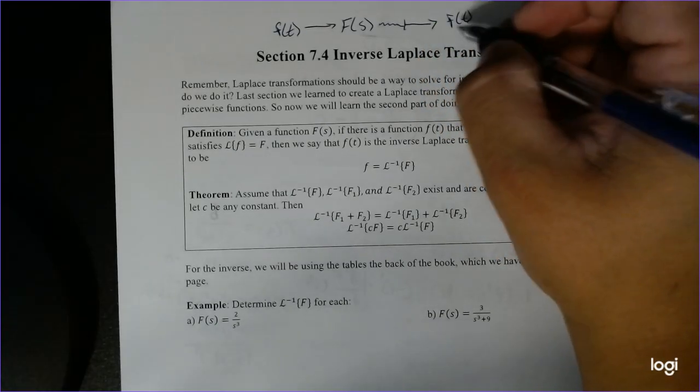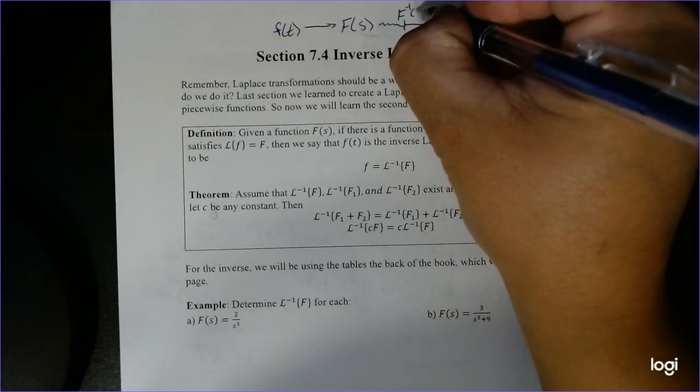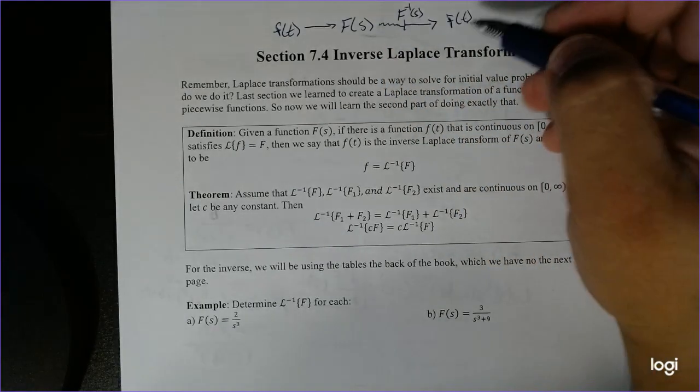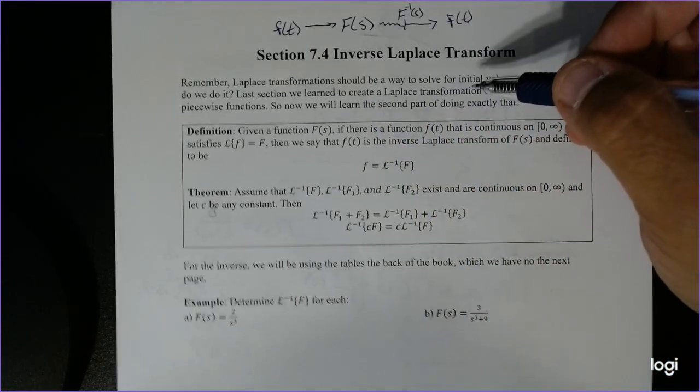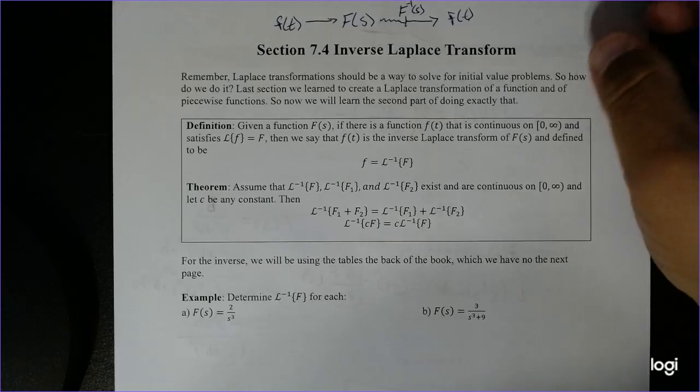So the question is, how do I reverse it? Well, we have to find the inverse of this Laplace transformation, and that's what we're going to be doing here. So how do we go backwards? If I give you the Laplace transformation, what was the original function we dealt with to begin with?